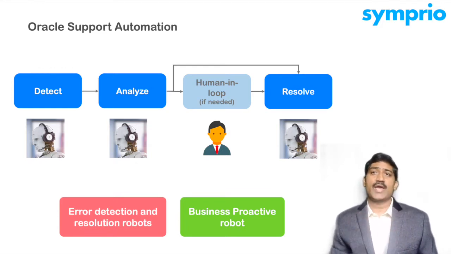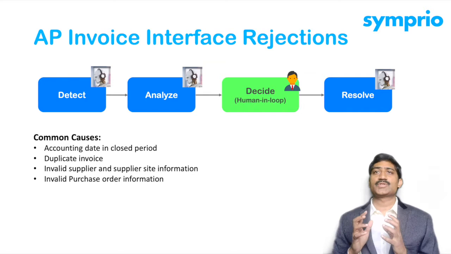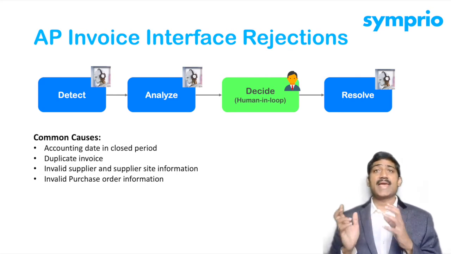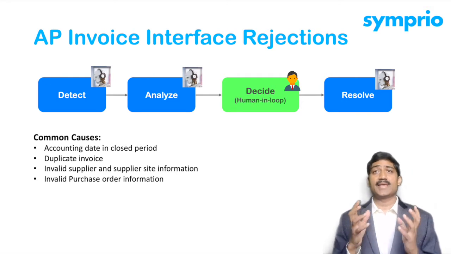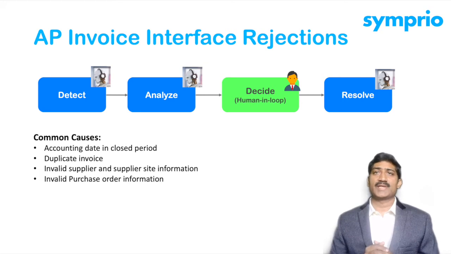Today, I'll walk you through a demo on how a robot can detect invoice rejections in AP interface and trigger a human-in-loop process to resolve. In this demo, we are going to demonstrate a common issue in the Oracle Payables invoice import process where the robot detects AP interface rejections, works with relevant business users to get their inputs and resolve the issues, and then imports the invoice into Payables. There are around 97 possible errors in AP interface. The robot can resolve most of these issues with the human-in-the-loop process.